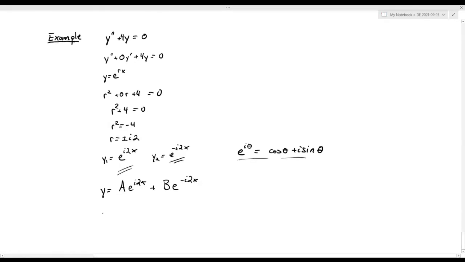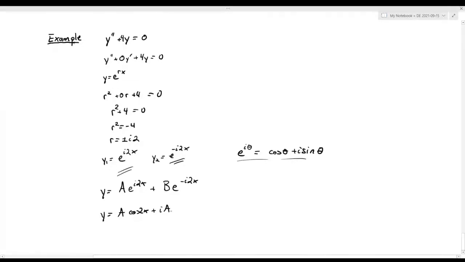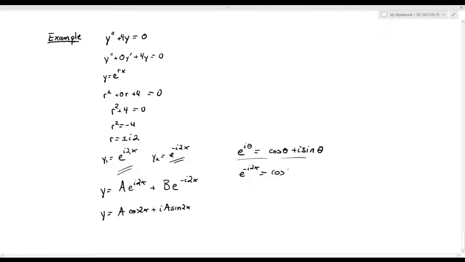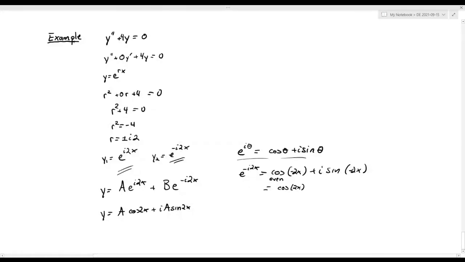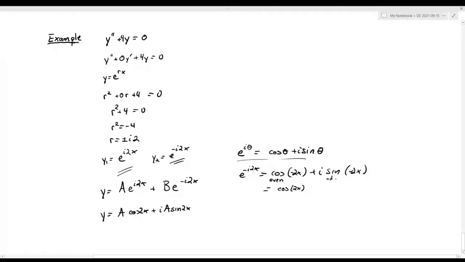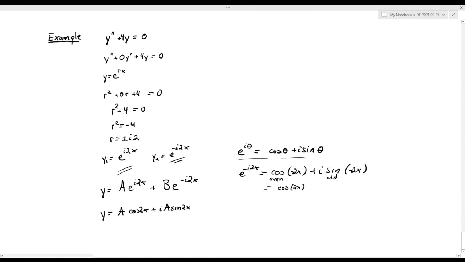We would actually use Euler's identity. So we get cosine 2x plus i sine 2x, and cosine of minus 2x plus i sine of minus 2x. Cosine is an even function, so cosine of a negative argument is the same as cosine of the positive version. But sine is an odd function, so sine of a negative argument is the negative of sine of the positive argument.